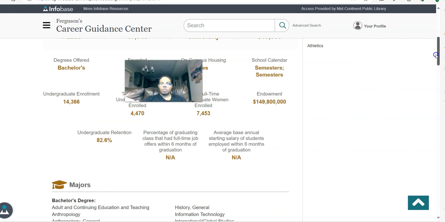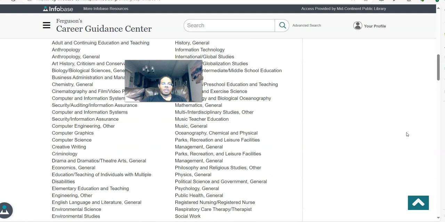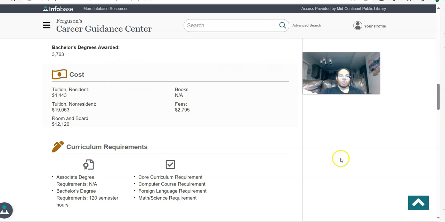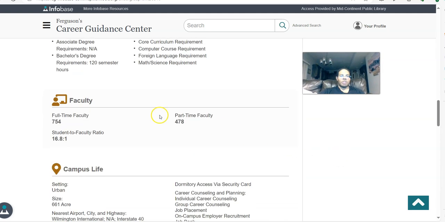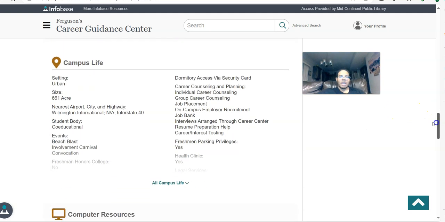And then as you scroll down, you will see a list of majors, so you can decide if the major that you want is there. Again, you've got your costs, curriculum requirements, faculty. That's very important. So you've got a student to faculty ratio of, I don't even know how to read that. So I apologize. I'm not going to pretend that I do. But you've got over 750 full-time faculty and then close to 500 part-time faculty.